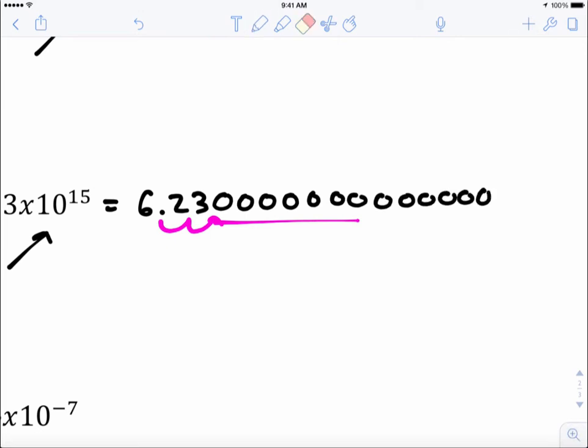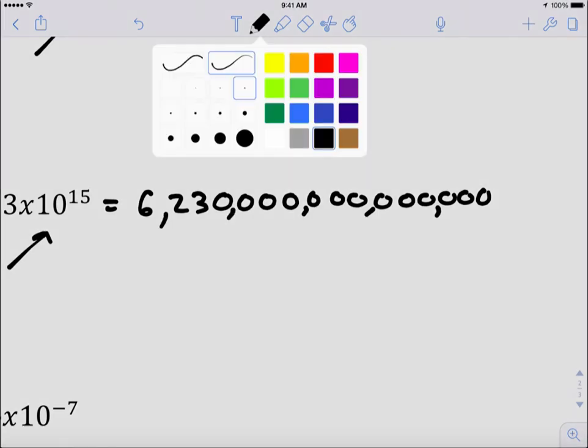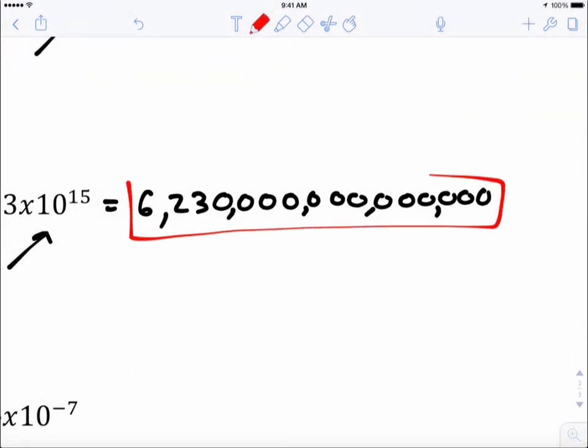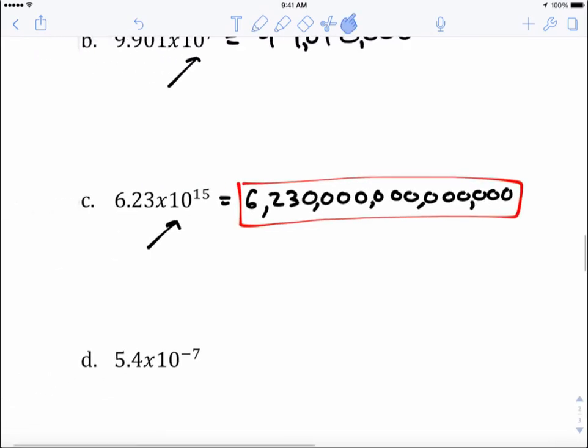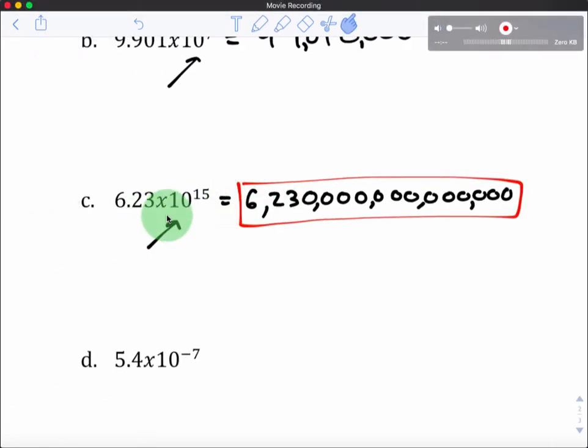Yowza. Note to self, I always put the commas in last because I kind of never know where they're going to be until I've got all my zeros down there. All right, whatever number that is, however you say that, in standard notation, that is the equivalent of 6.23 times 10 to the 15th.